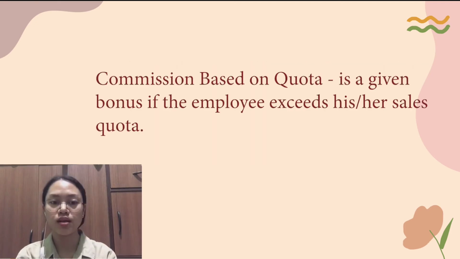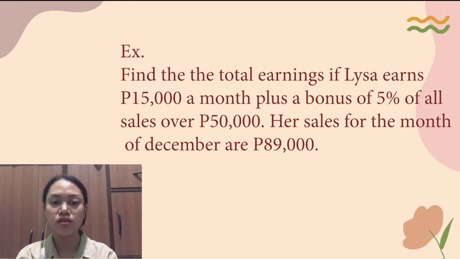Commission based on quota is a given bonus if the employee exceeds his or her sales quota. Example, find the total earnings if Lisa earns 15,000 a month plus a bonus of 5% of all sales over 50,000 pesos. Her sales for the month of December are 89,000 pesos.